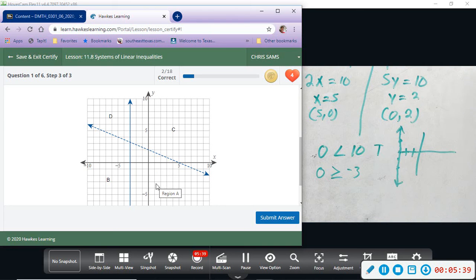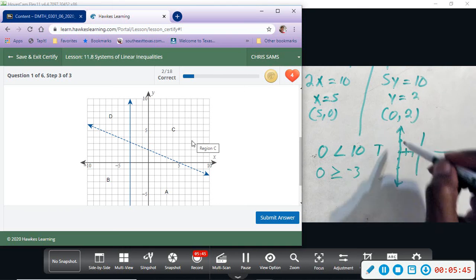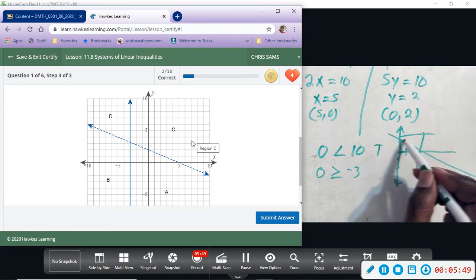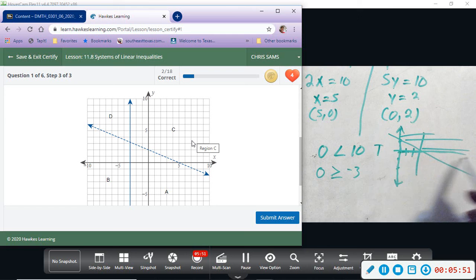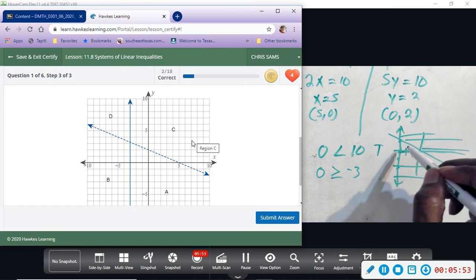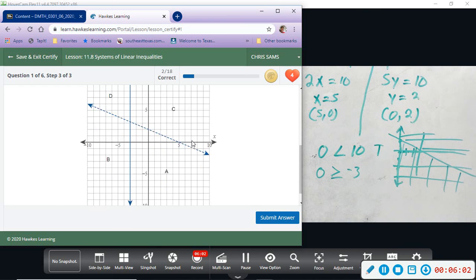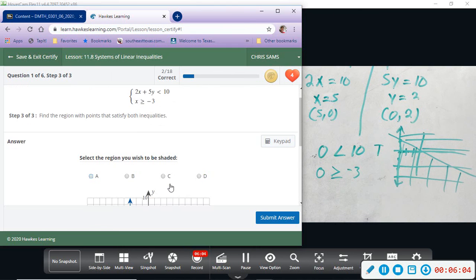So if you wanted to test it by hand, you can do that. Otherwise, just envision the shading, how we shaded it. We shaded to the right, and we shaded down below this line. So the part that has the double shading, across and down, would be this section down here. So that would be A.